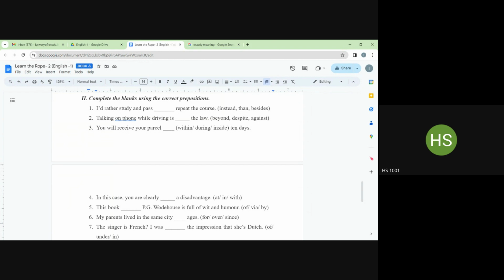"Than" would come irrespective of that, the sentence. Ma'am, why are we not using instead and besides? Besides and instead have very different meanings. It doesn't fit here, right? Can "instead of" be an option, ma'am? Study and pass instead of repeating the course. But yes, that is correct. But we don't have "of" here, right?